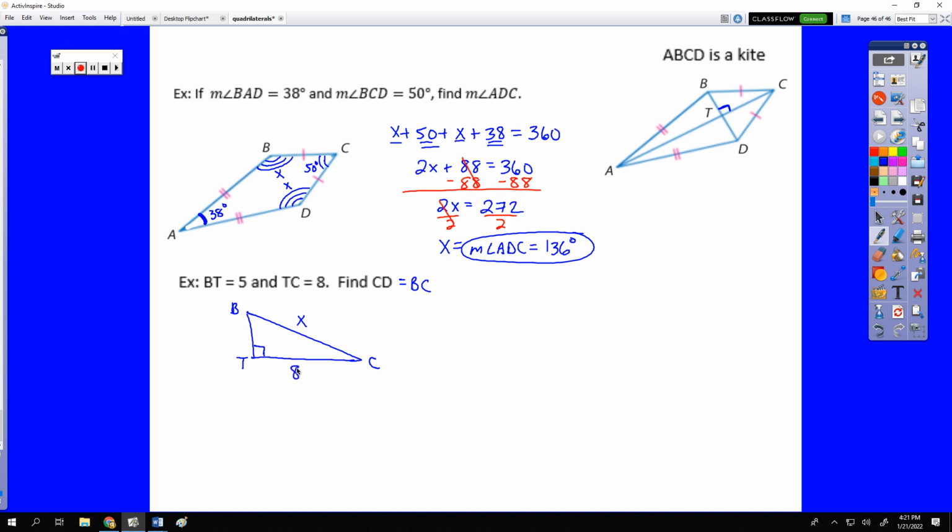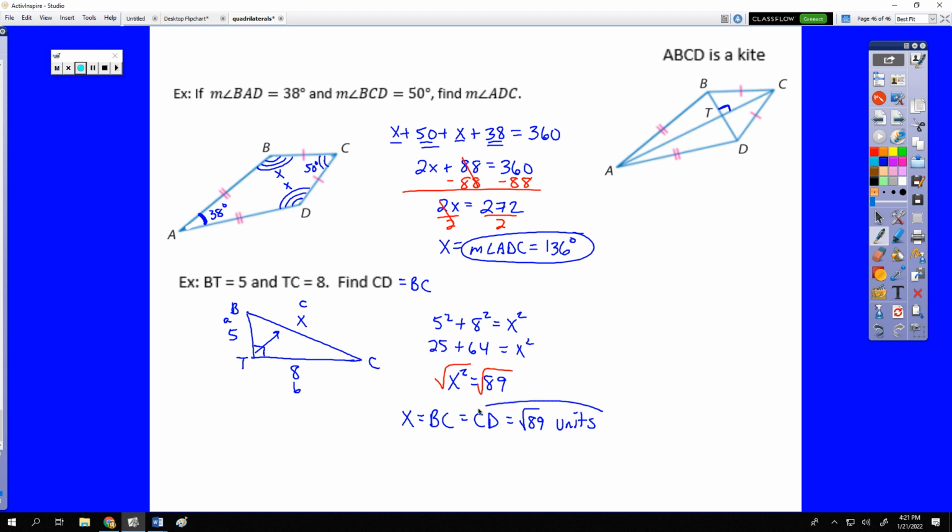TC is 8, BT is 5. Pythagorean Theorem, 5 squared plus 8 squared equals X squared, because that's our hypotenuse, so that's the C, these are the A and the B. So that's 25 plus 64 equals X squared, meaning that X squared is 89. Then we would take the square root. Well, the square root of 89 does not reduce, so BC, which is X, is equal to CD, is equal to the square root of 89 units.